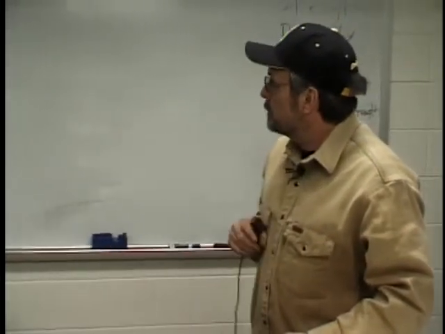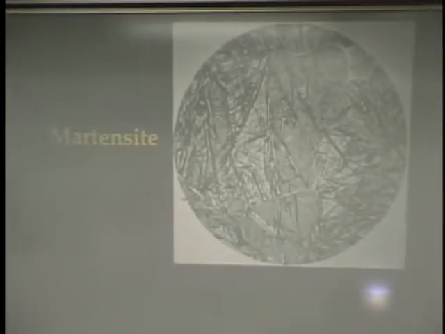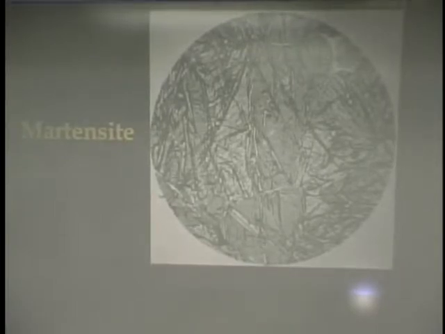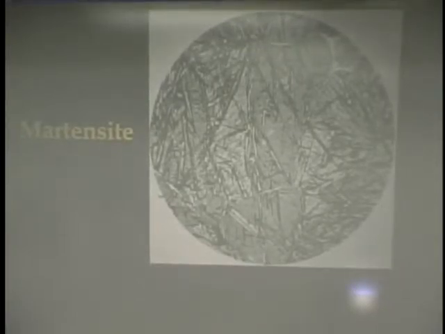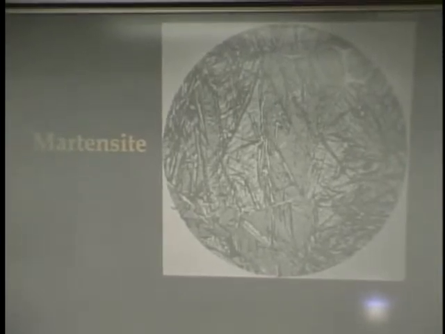Martensite, this is a picture of martensite. It's a little more clear than the one that's in your book. And you can see it's kind of a needle-like arrangement. I believe they call that acicular, needle-like. And it's very hard, but it's very brittle. So you've got good wear resistance here. And what happens is they lock it.